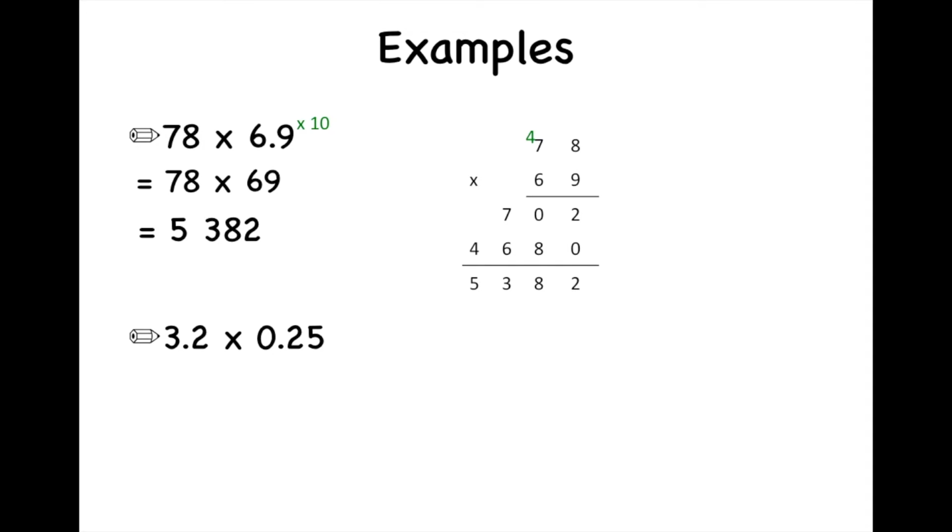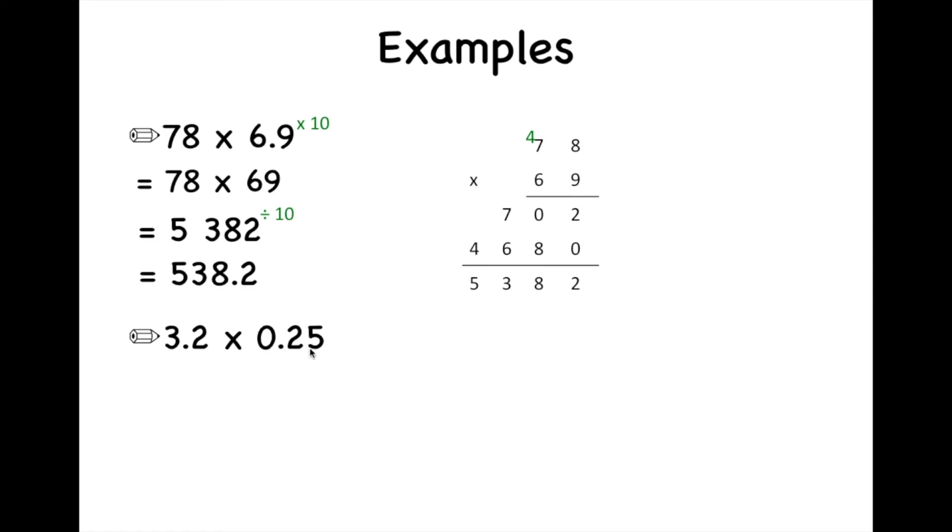5,382. But remember that times by 10 I did at the start. I now need to do the opposite. I need to divide by 10. And when I divide by 10, my decimal moves one place in. And therefore I will get 538.2. Have a look. I've got one place after the decimal in my question, so I will have one place after the decimal in my answer. Let's have a look at another question.